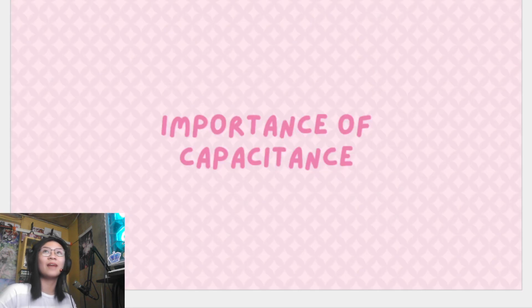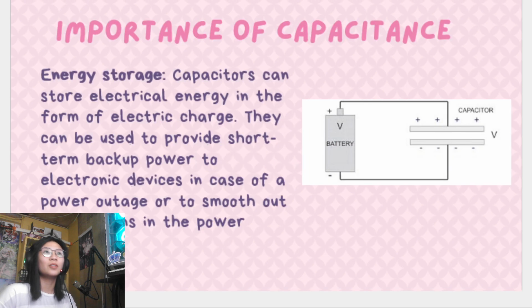So then we have the importance of capacitance. So capacitors, one of their importance is they are very good energy storage. They can store lots of energy. Not that much, but it depends on the device. Sometimes the capacitance is very big, sometimes it is very small. So it depends on how they are used. But anyways, most of them are for energy storage.